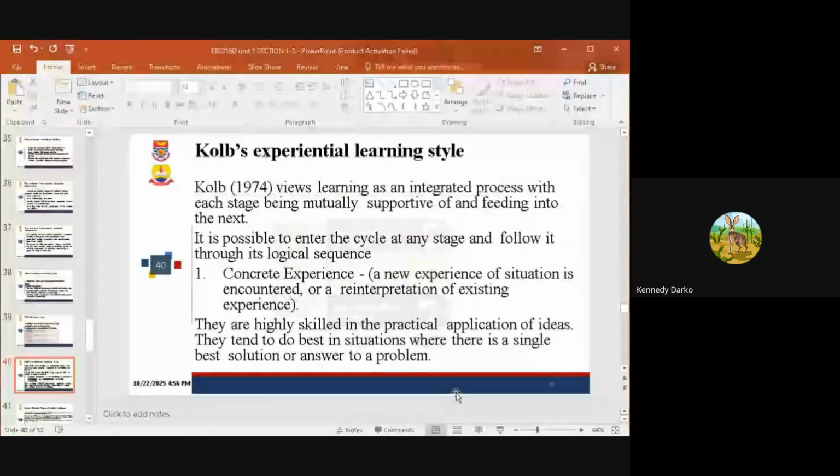Now they are highly skilled in the practical application of ideas. Here they tend to do best in situations where there's a single best solution or answer to a problem. So when there's a single answer, they try to confine themselves within that particular framework so that they will be able to meet the situation or the answer.